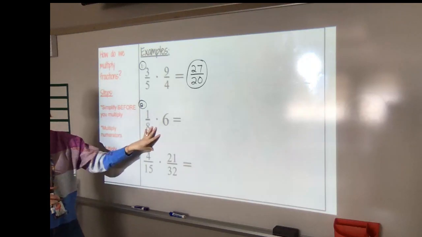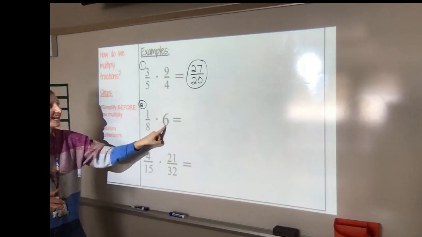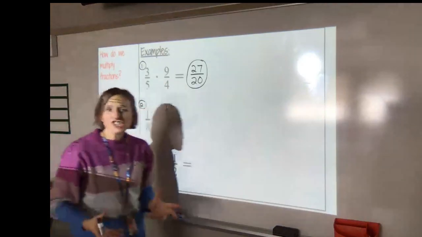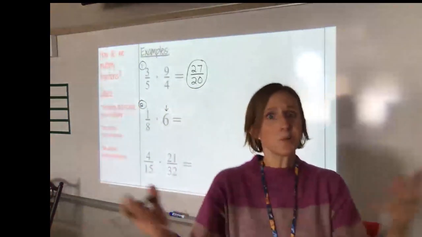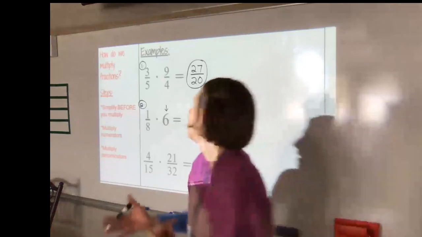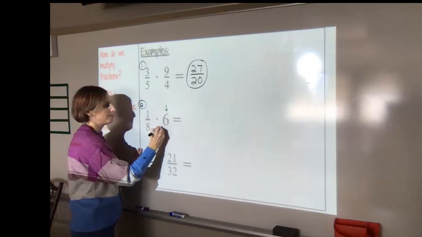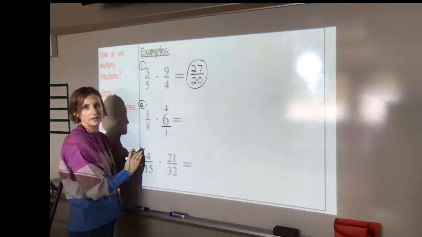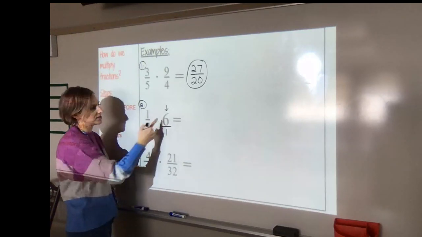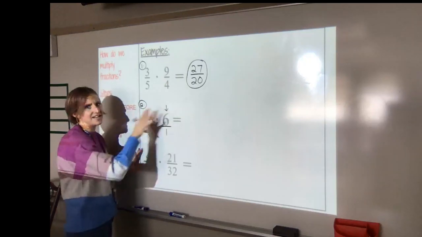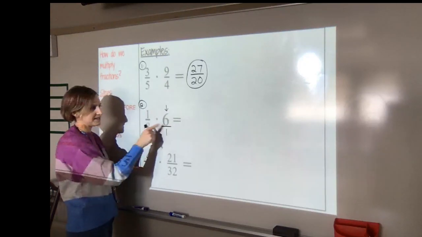What's different about this problem? It has a whole number present, right? But remember, a fraction is really a division problem. So how do I write a whole number as a fraction? I put it over 1. That's how I write it as a fraction, because 6 divided by 1, what does that give me? 6. And that doesn't change any values in this problem. It stays the same.